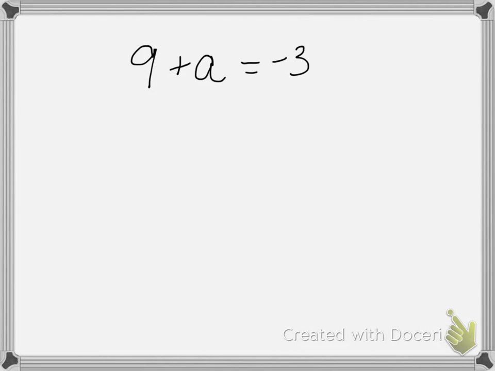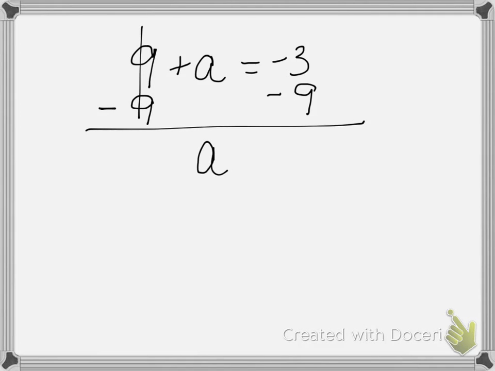Okay, this problem is very similar to the ones that we've been doing, except this time the number that we need to get rid of is a positive. I've got a positive 9 plus A equals negative 3. So in order to get rid of 9, I know if I have $9 and I spend $9, then I don't have any. So to get rid of 9, I'm going to subtract it. Whatever I do on one side of the equal sign, I have to do to the other. So 9 take away 9, that's just 0. So I'm left with A, which is perfect. That's what we want, A all by itself.